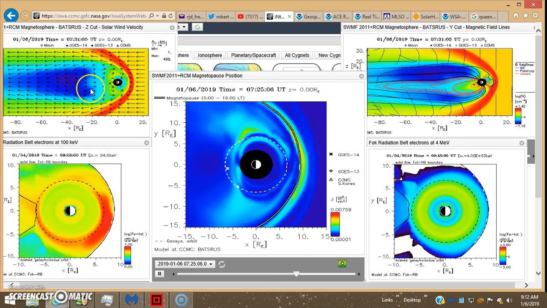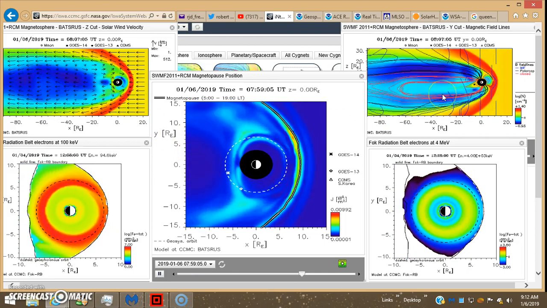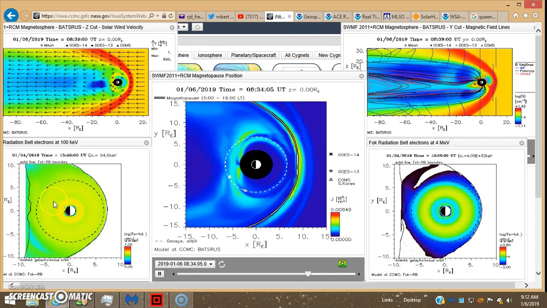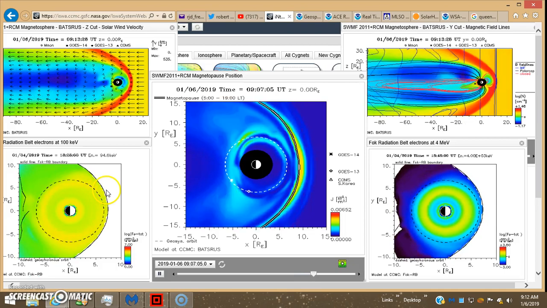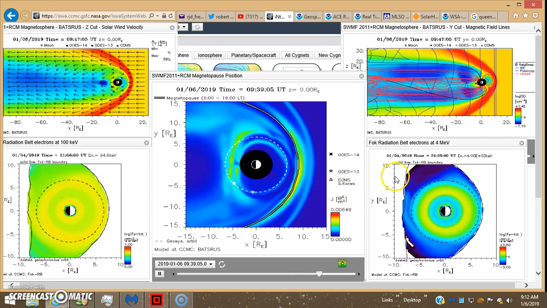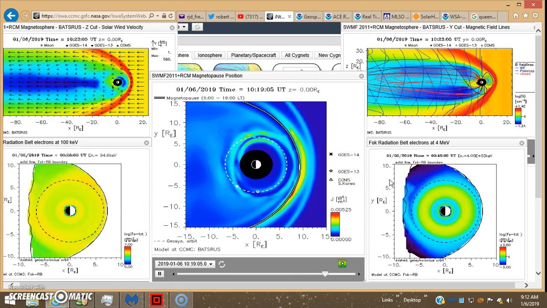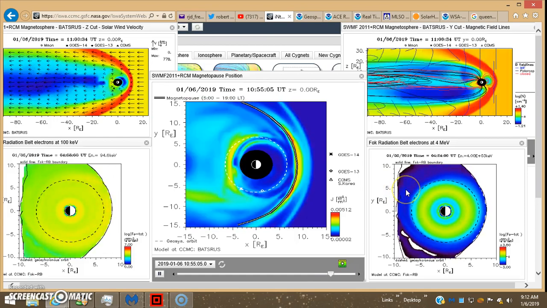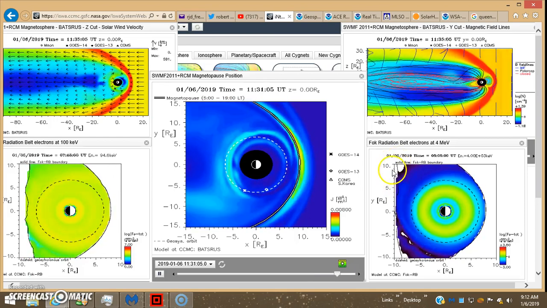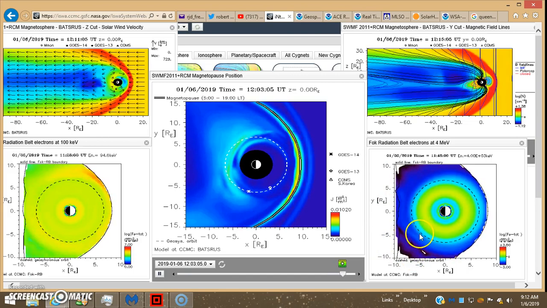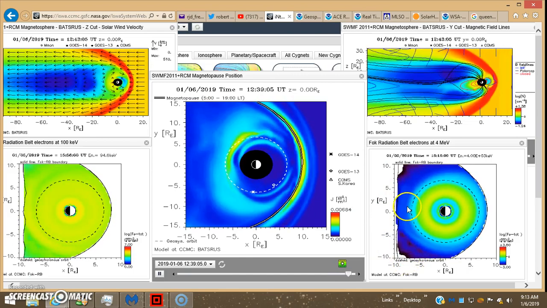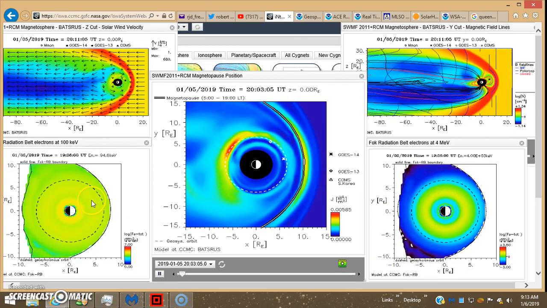I got this thing loaded up. These three are synced, and these two are synced. I have these two playing at 8 frames per second, and they never sync up anyway. But these take you all the way back to the 4th, and there's a few places where there's a couple hours of missing time on these Fock radiation belts.